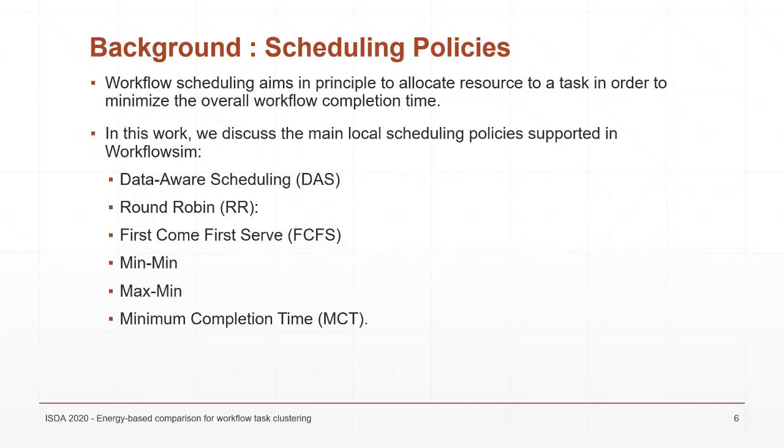In what concerns scheduling policies, these techniques, in principle, aim to allocate resources to tasks in order to minimize the overall workflow completion time. The main purpose is to distribute load among hosts according to specific criteria. The main scheduling policies defined in the literature and supported in WorkflowSim are data-aware scheduling, round-robin, first-come first-serve, min-min, max-min, and minimum completion time. We will analyze the energy consumption produced by these schemes according to the chosen task clustering.